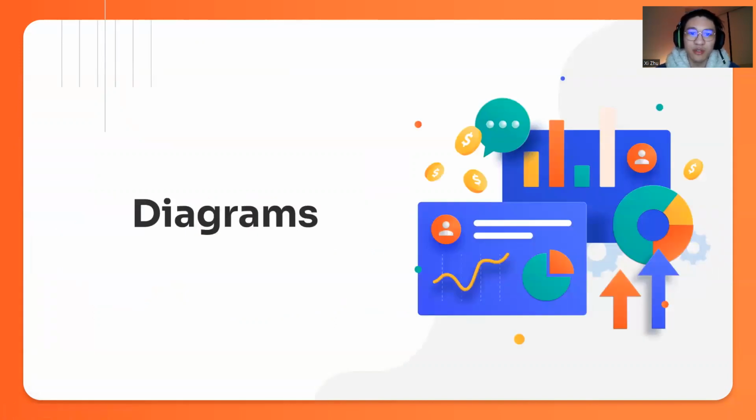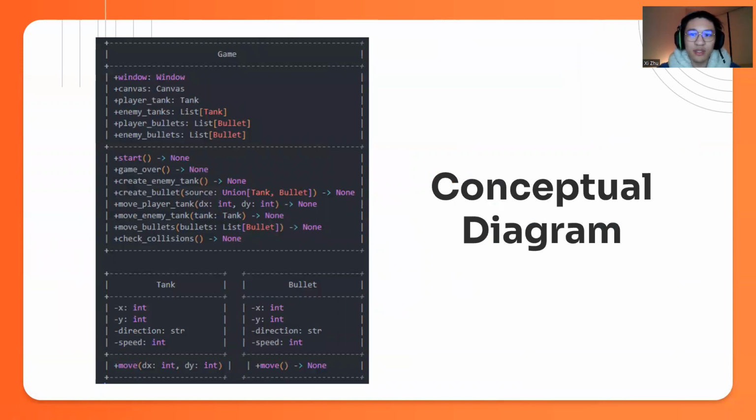Next are the diagrams. First, let's talk about the conceptual diagram. In this diagram, our game is comprised of several components, including a game object, window, canvas, player tanks, enemy tanks, player bullets, and enemy bullets. Each of these game objects contains various methods that are essential for game logic, such as creating player tanks, creating enemy bullets, and checking collisions, player bullets, enemy bullets, and etc.